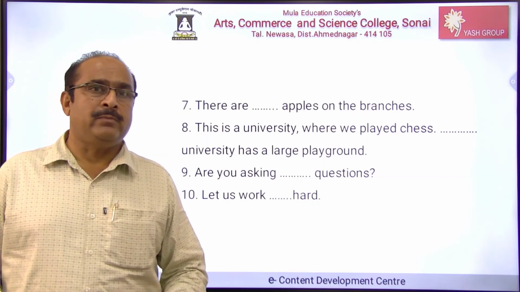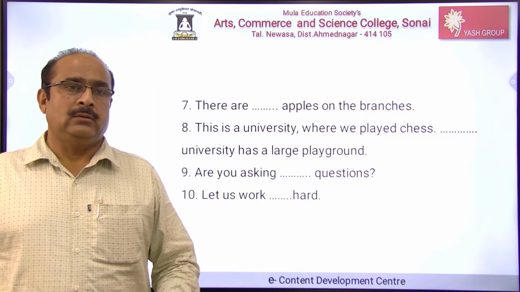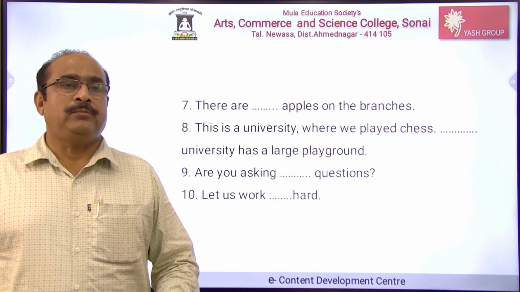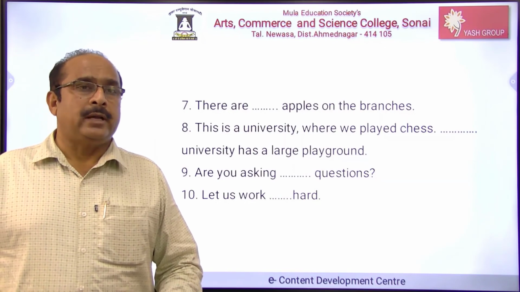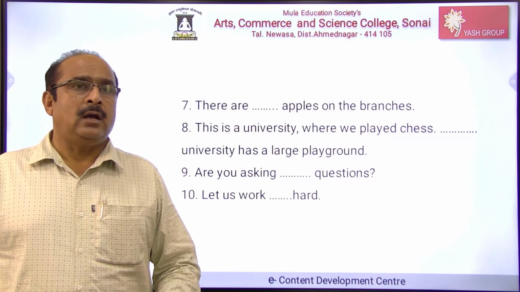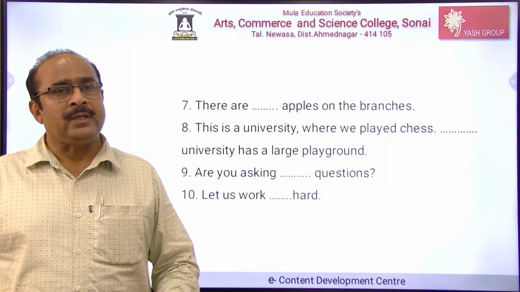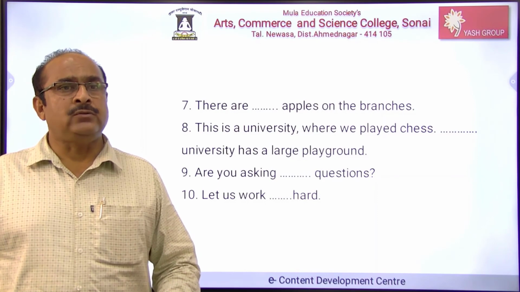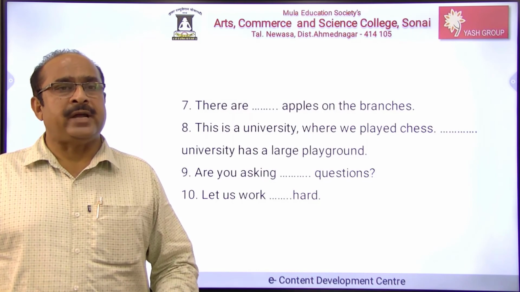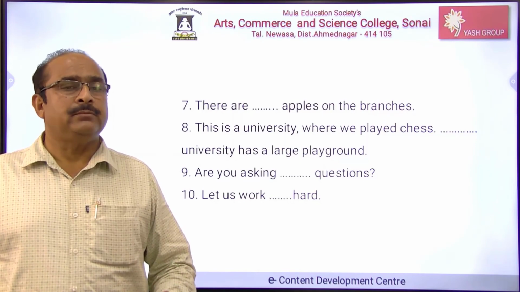This is a university where we played chess. Dash dash university has a large playground. Now, university is a countable noun. The word begins with a y sound. That's why in the first sentence you can notice: this is a university. The article a has already come there, but in the second sentence, when the same noun is repeated and we know which university we are talking about, naturally the word university gets specified. So in that case we have to use: the university has a large playground.